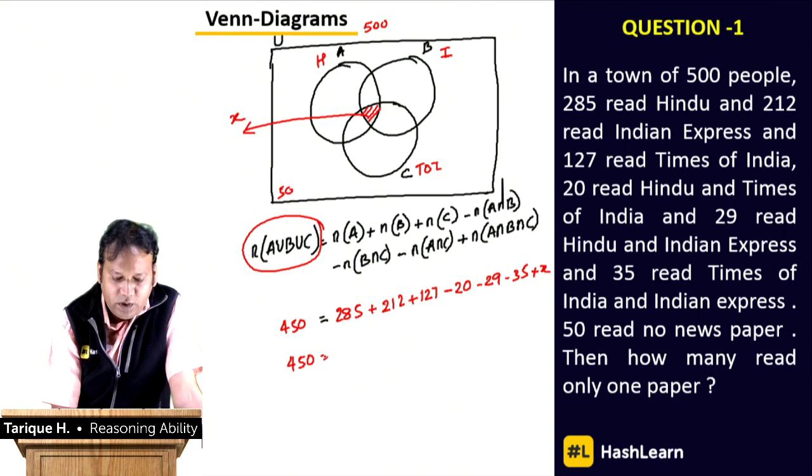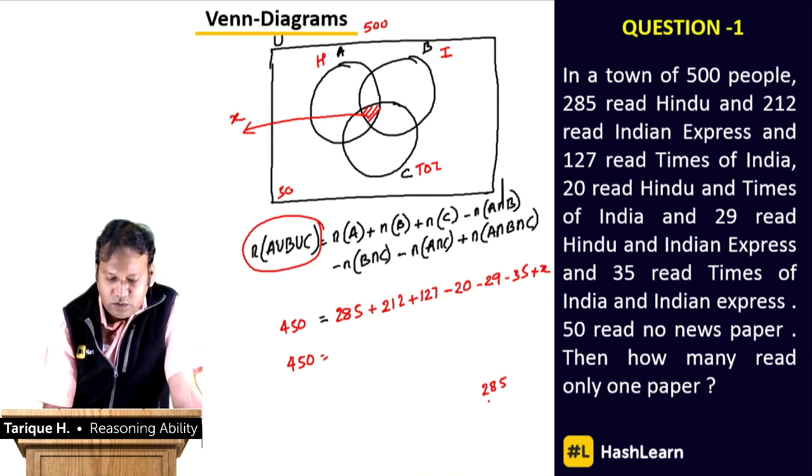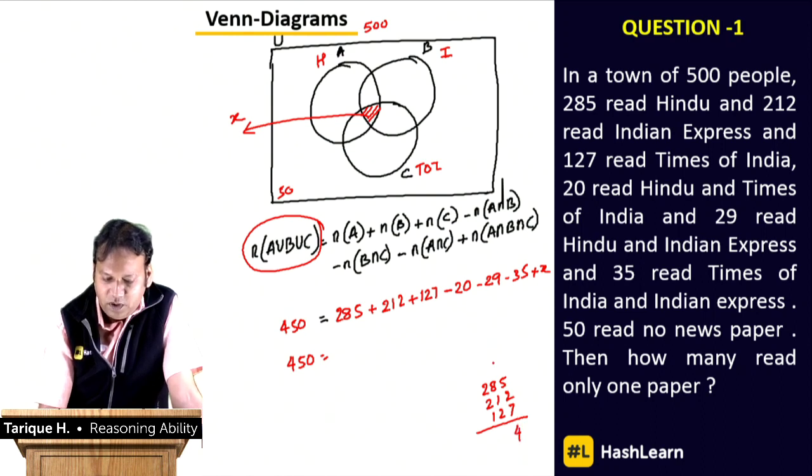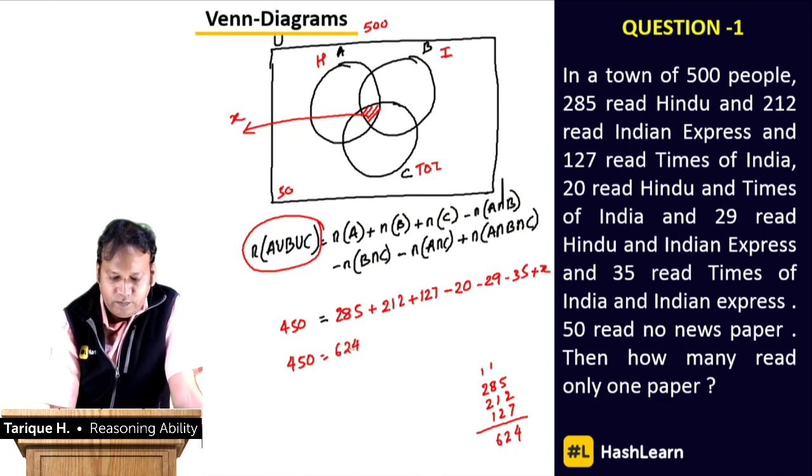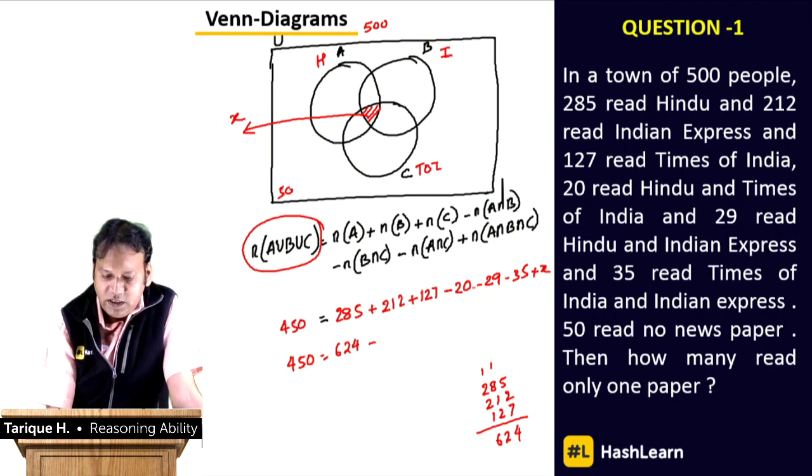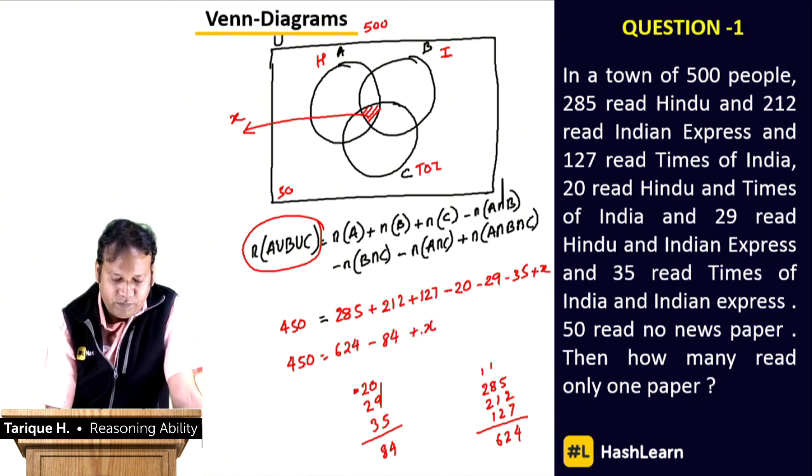Let's see, 450 is equal to 285 plus 212 plus 127, which is equal to how much? 5 plus 2 is 7, 7 plus 7 is 14, that gives you 1 carried. 10 plus 2 is 12, again that gives you 1, so that's 624. And then we have minus 20, minus 29 and minus 35. 20 plus 29 is 49, plus 35 is 84. So minus 84 plus x should be giving you the value of x.